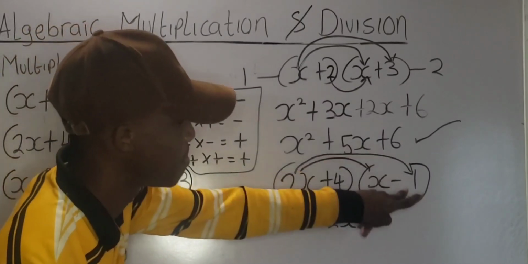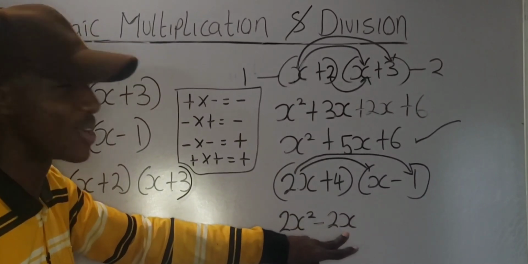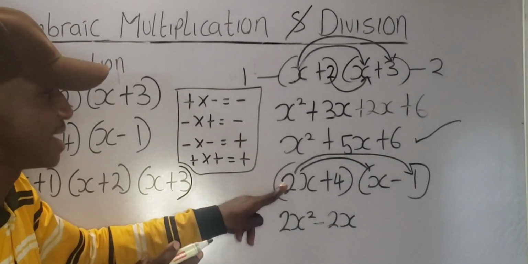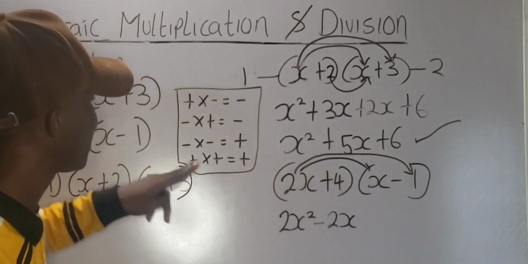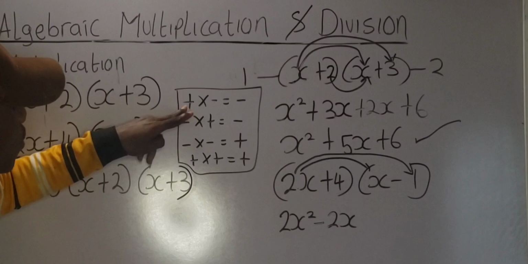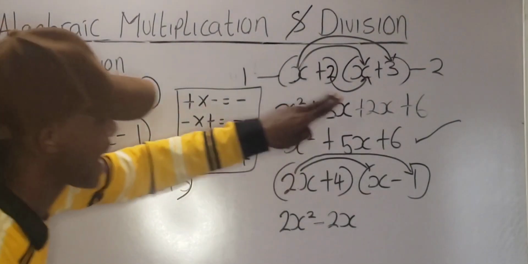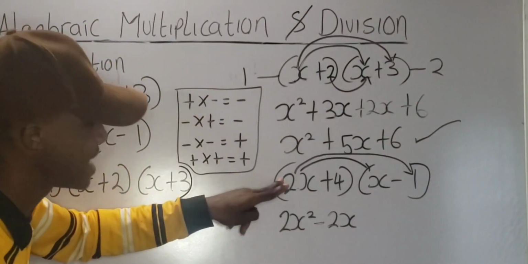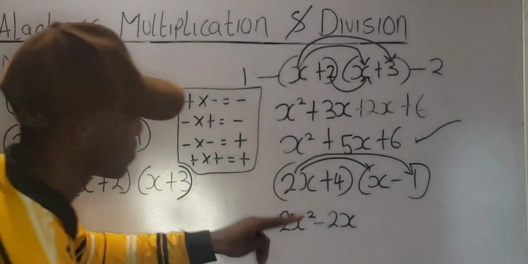Now look. 2x multiplied by x, that is 2x squared. 2x multiplied by minus 1, that is what? Negative 2x. Okay? Because the sign before this 2x is what? A positive sign. And the sign before minus 1 is what? Negative sign. And we know that from this rule, positive times negative, that is positive 2x times negative 1, will give me what? Negative. You understand? So negative 2x, that is how I got negative 2x. Do you understand? Okay, now let's proceed.